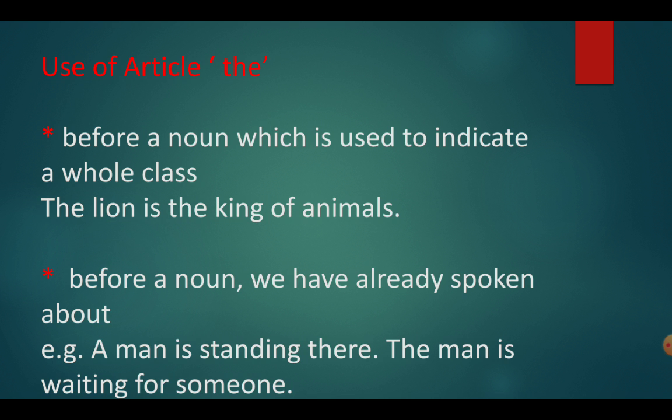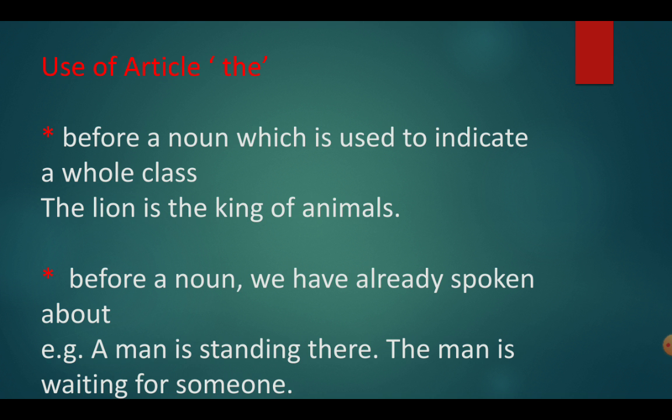Now come to the use of article the. We use the before a noun which is used to indicate a whole class. Like the lion is the king of the animals. The dog is a faithful animal. So here in this sentence, the lion and the dog are referring to the whole class of the animal. We are not talking about only one lion, only one dog. We are talking about the whole class of lion animal and dog animal.